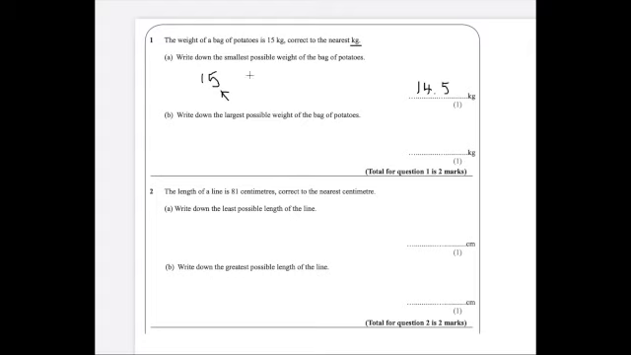Next question, write down the largest possible weight of the bag of potatoes. So what is the largest weight it could have at 15? The answer is 15.5, because that's the largest value it could be. However, when I first looked at this, when I was younger, I thought the largest value would only be 15.4, because 15.5 would round up to 16.